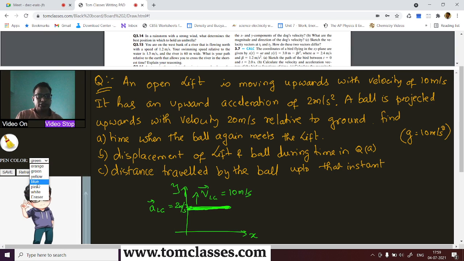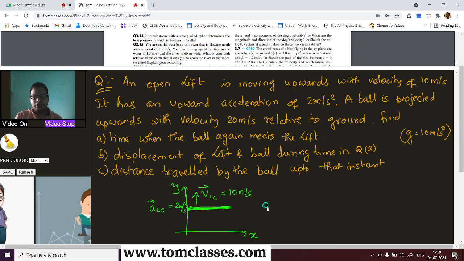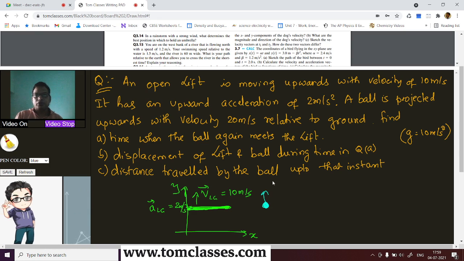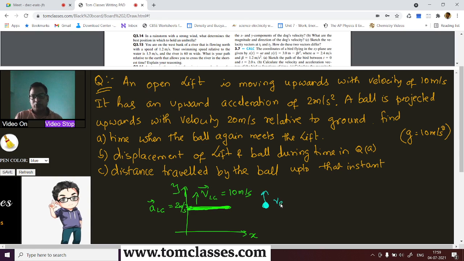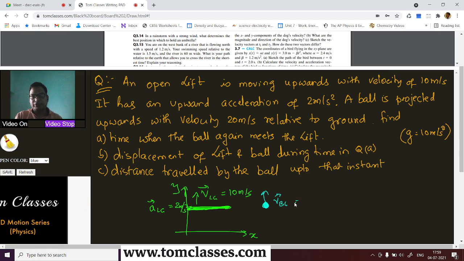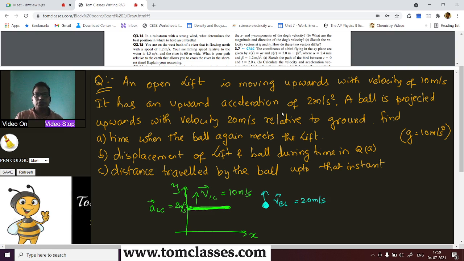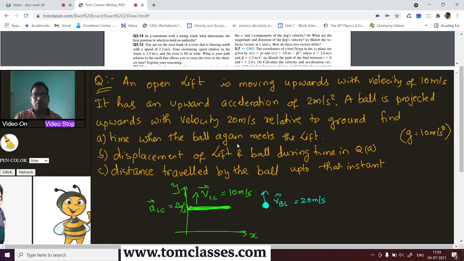So there is a ball over here which has been projected upwards with a velocity, the velocity of the ball with respect to ground, given as 20 meter per second. Find the time when the ball again meets the lift.